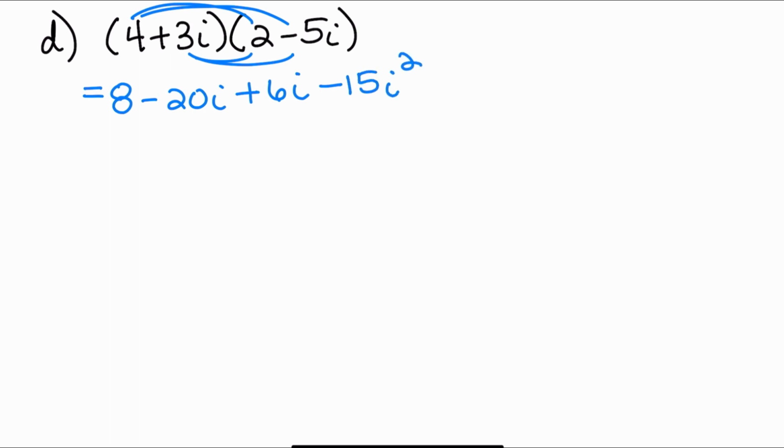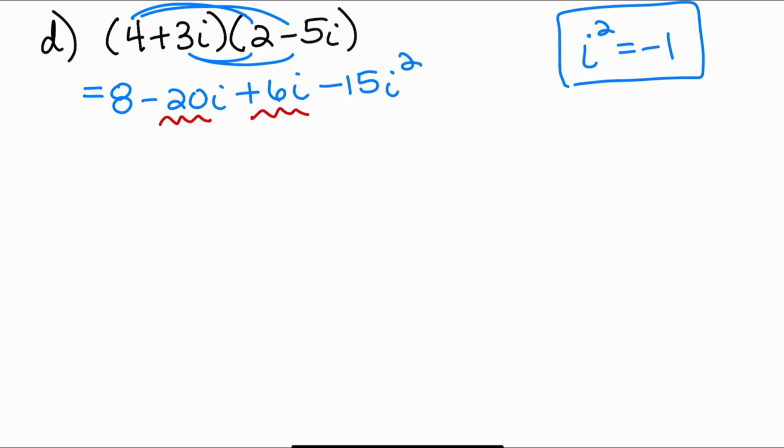Now, one of the things that I told you at the beginning of the video is that i squared is equal to negative 1. This is really important because right here I can start combining like terms. Negative 20i plus 6i, which of course is going to give us negative 14i. So I'm going to write down 8 minus 14i.